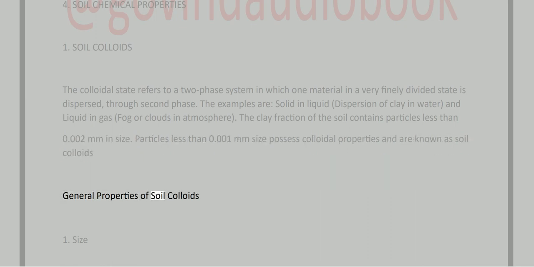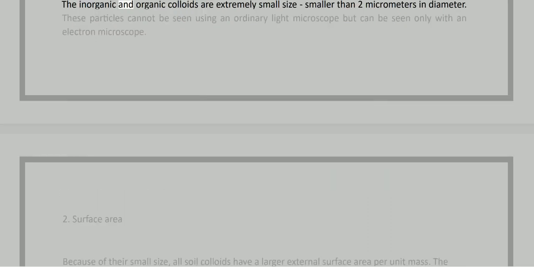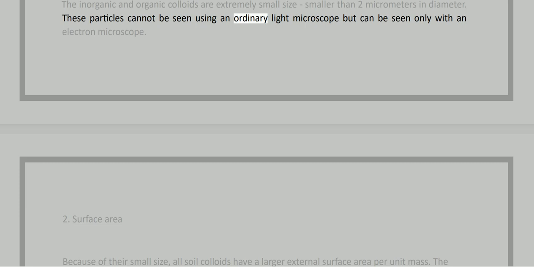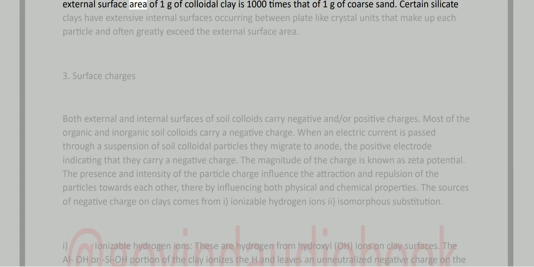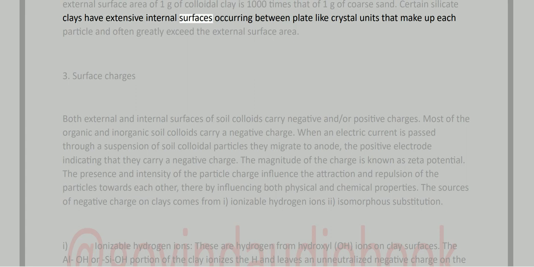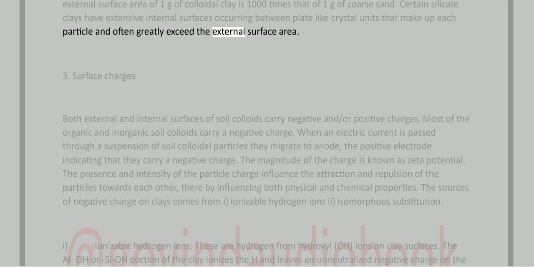General properties of soil colloids. 1. Size. The inorganic and organic colloids are extremely small, smaller than 2 micrometers in diameter. These particles cannot be seen using an ordinary light microscope but can be seen only with an electron microscope. 2. Surface area. Because of their small size, all soil colloids have a larger external surface area per unit mass. The external surface area of 1 g of colloidal clay is 1000 times that of 1 g of coarse sand. Certain silicate clays have extensive internal surfaces occurring between plate-like crystal units that make up each particle and often greatly exceed the external surface area.